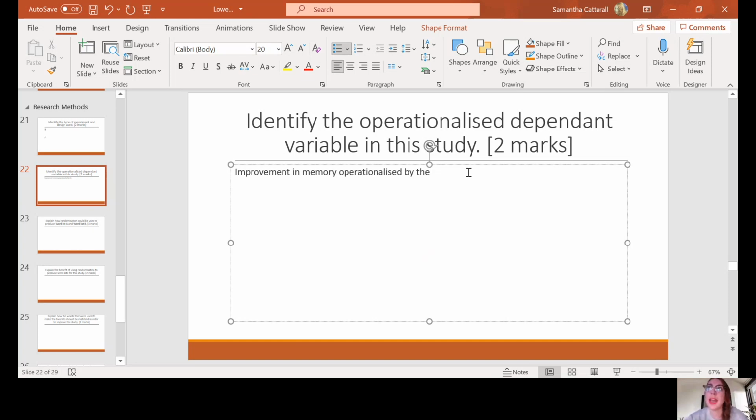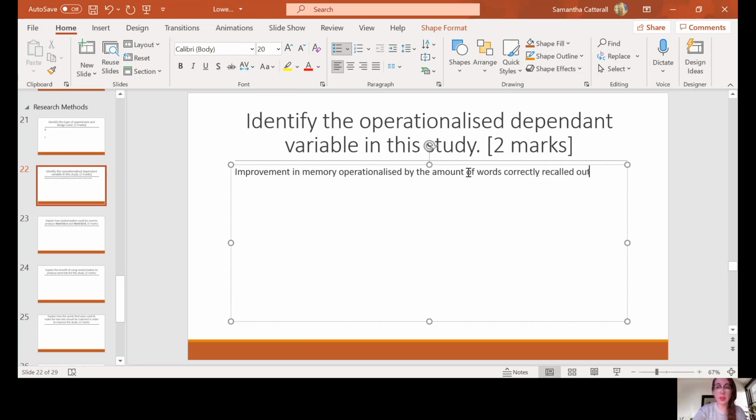So you've got to think about, how are they actually measuring this improvement in memory? What are they doing? And I suppose it doesn't really specify exactly in the stem what they're doing, but you can work it out, because they're being asked to read a list of words and to memorise that list of words in the different locations. And so they must be measuring how many of those they got right. Otherwise, how are you going to know what their memory's like? So you have to count them up. So this is operationalised by the amount of words correctly recalled.